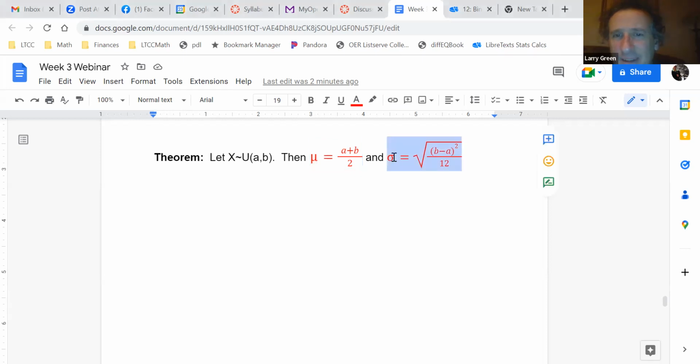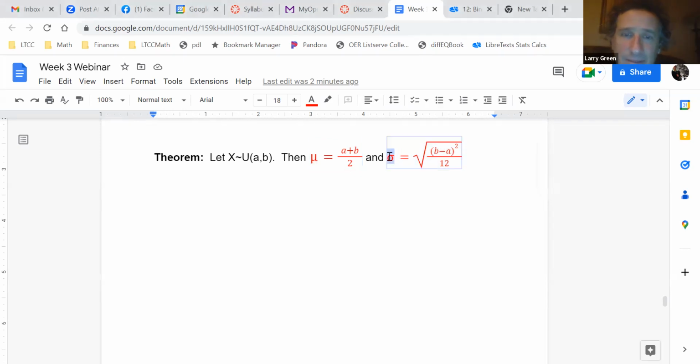What's this guy? What's that one represent? Standard deviation. Yep, standard deviation, very important. Okay, the mean, you could maybe guess that it was the average of the low and the high. I would be shocked if anybody would guess this one. It's the square root of (b minus a) quantity squared over 12.